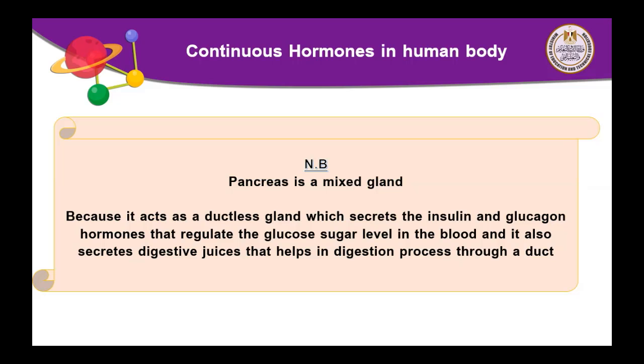So first it made glucagon and insulin. It also secretes digestive juices that help in the digestion process through a duct. Where do the digestive juices go? To the small intestine. So it has a duct which carries pancreatic juices to the small intestine to complete the digestion process and digest fat. So the pancreas is a mixed gland as it has both duct and ductless parts. Ductless because it secretes insulin and glucagon hormones directly to the blood, while duct gland because it secretes pancreatic juices or digestive juices to the small intestine.